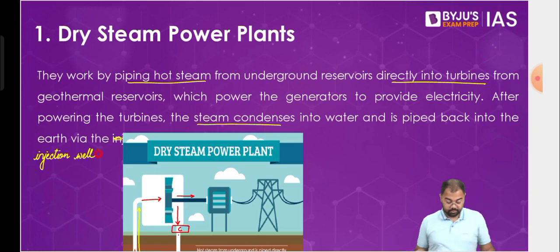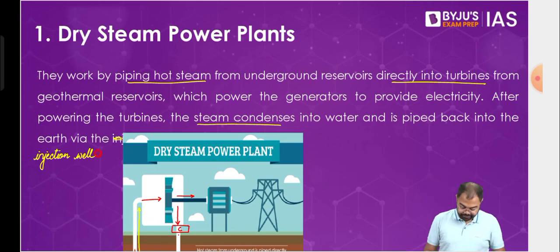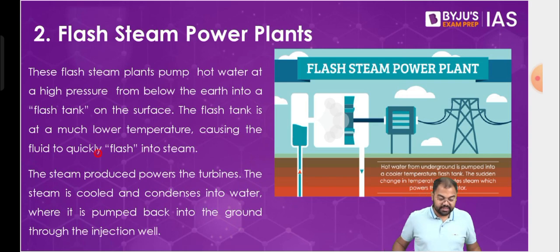Injection well, it has gotten hidden behind this diagram. So in this manner we see that this cycle keeps on continuing, and we are able to get energy from here. Another way of doing this is with the help of a flash steam power plant.